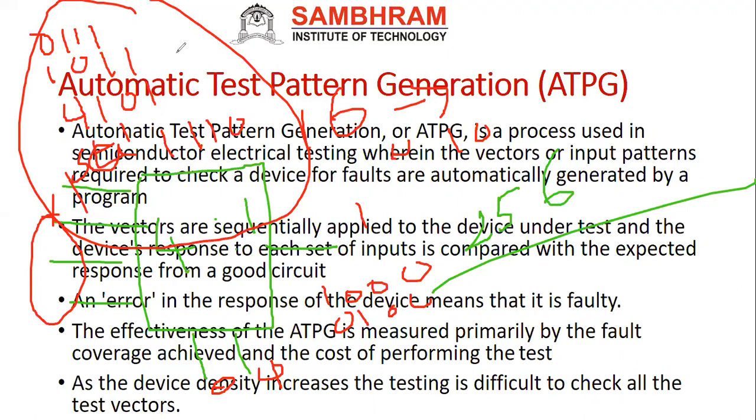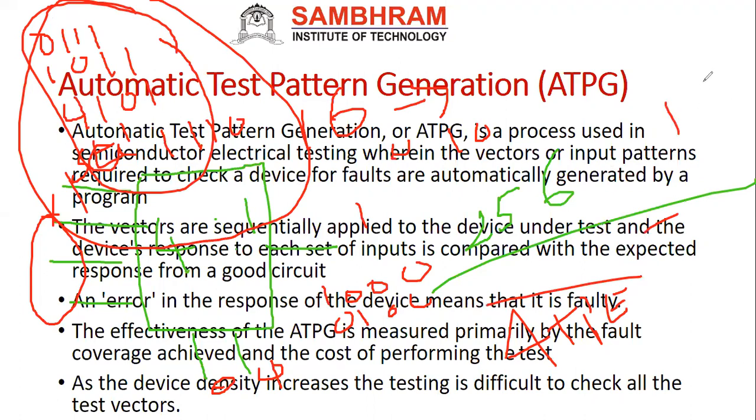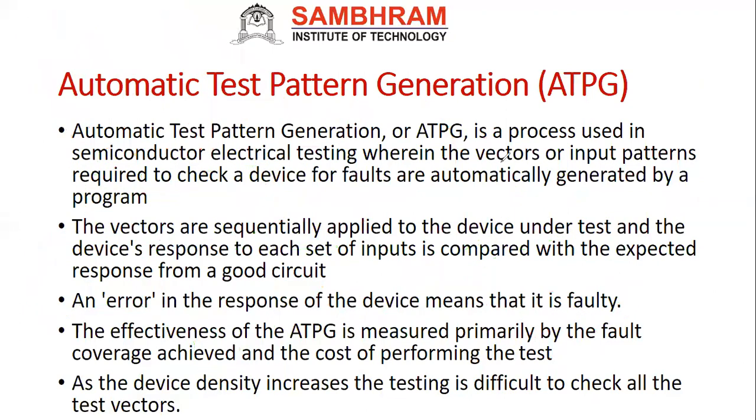Only these 4 values will be loaded in the ATPG, the test pattern generator. So what happens when I give the mux IC? It takes only these 4 vectors to be applied. It will check, yes, the test is fine. So the time will be reduced instead of applying all 16 possible combinations. Now here you can see the input generated by the test. The vectors are sequentially applied to the device under test, and the device's response to each set of inputs is compared with the expected response from the good circuit.